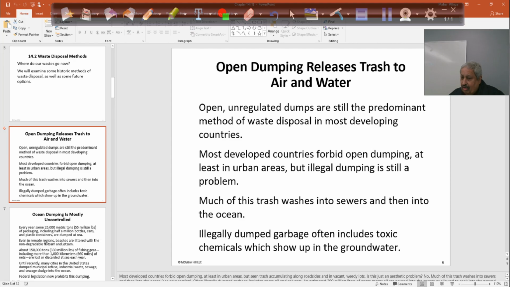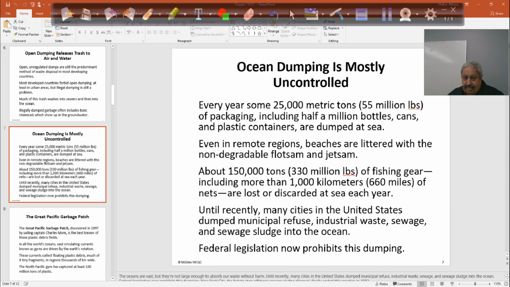Illegally dumped garbage often includes toxic chemicals which show up in the ground and tap water. In our case at Decatur campus, we had a lot of empty car oil bottles. Every year, some 25,000 metric tons, about 55 million pounds of packaging, including 500,000 bottles, cans, and plastic containers, are dumped at sea.